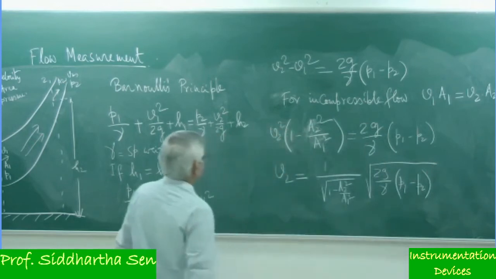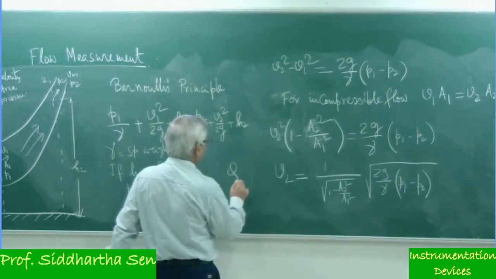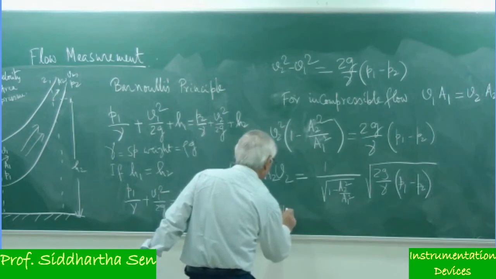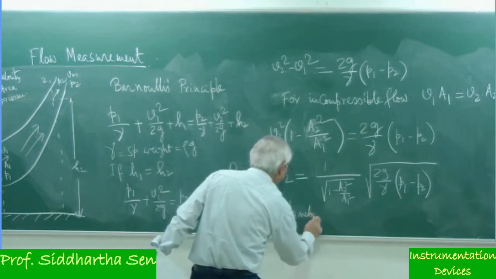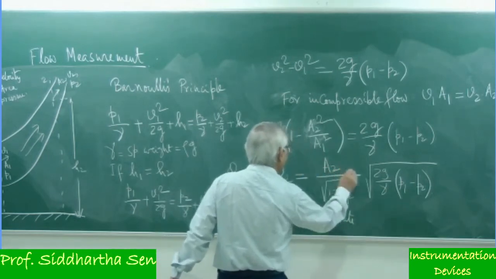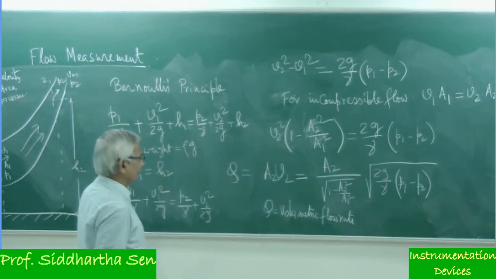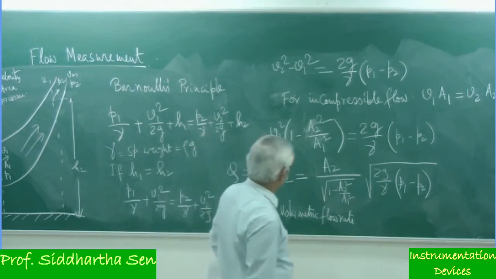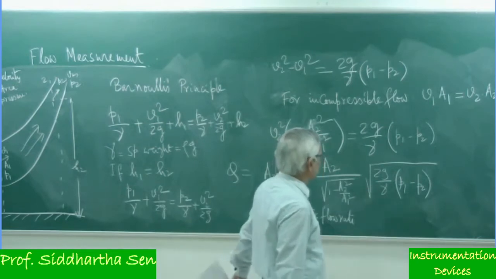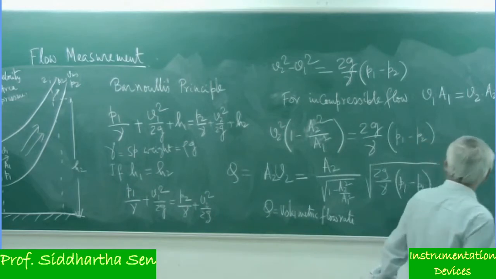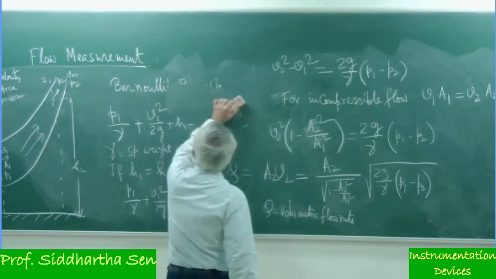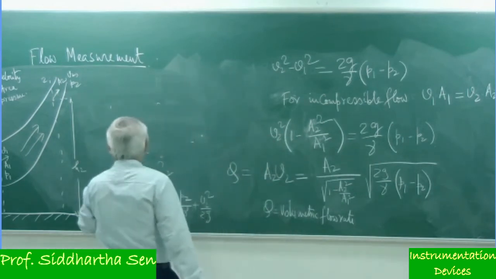And if I say that the flow rate Q is equal to A2 into V2, because Q is the volumetric flow rate, this I can say is equal to A2 divided by square root of 1 minus A2 square by A1 square, into square root of 2G by gamma into P1 minus P2. Agreed?